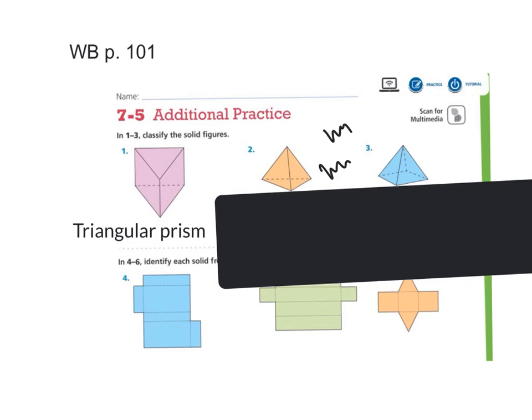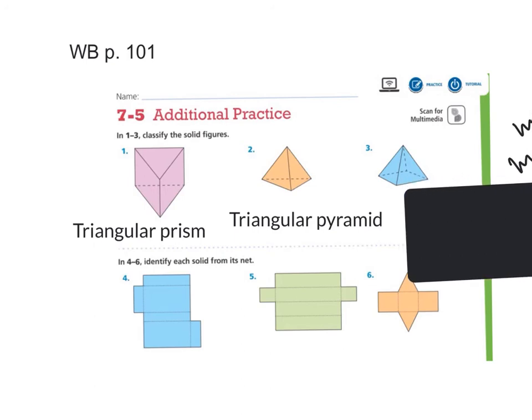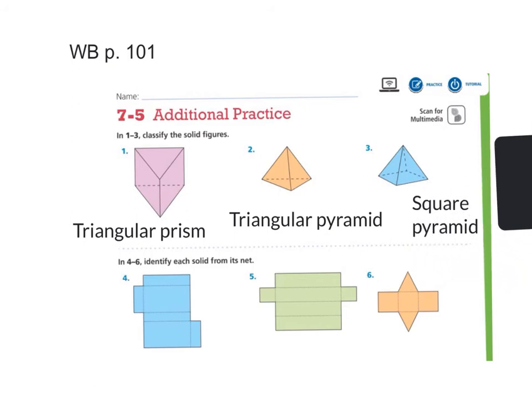Look at number 2. This one does look like it comes to a point, like these things maybe we've seen in Egypt before, in videos or something. And this one, the base at the bottom there is a triangle, so that would be a triangular pyramid. And then number 3 also comes to a point. This time the base at the bottom looks to be a rectangle. The book's calling this a square pyramid. Again, to be safe, maybe calling it a rectangular pyramid.